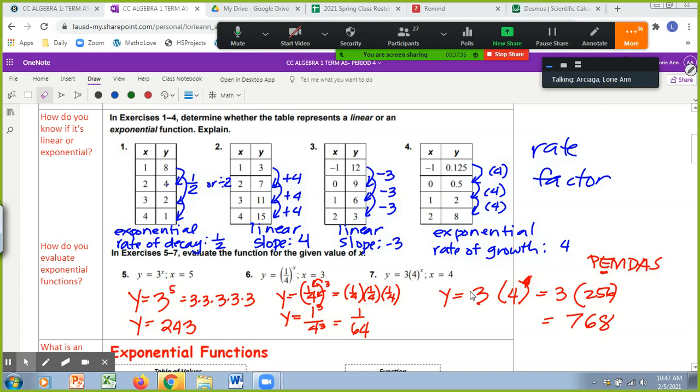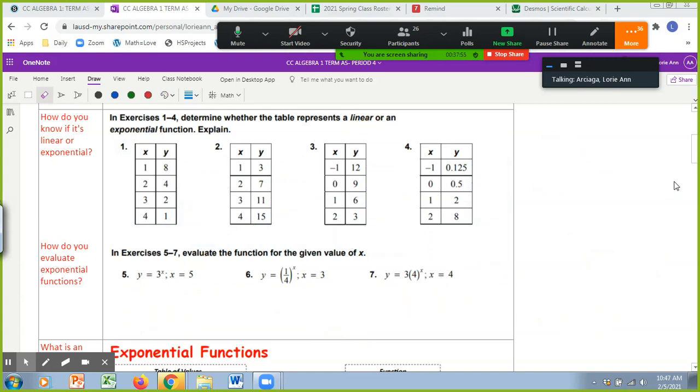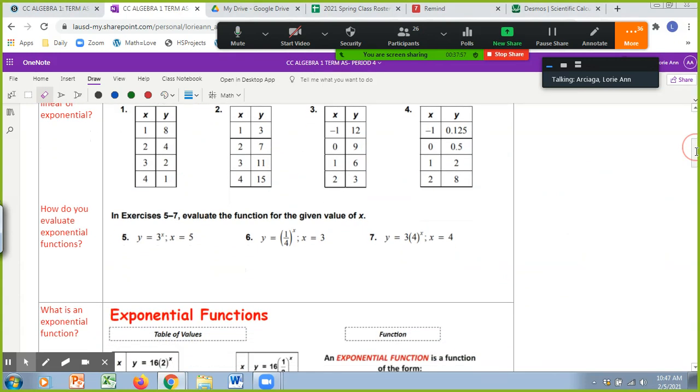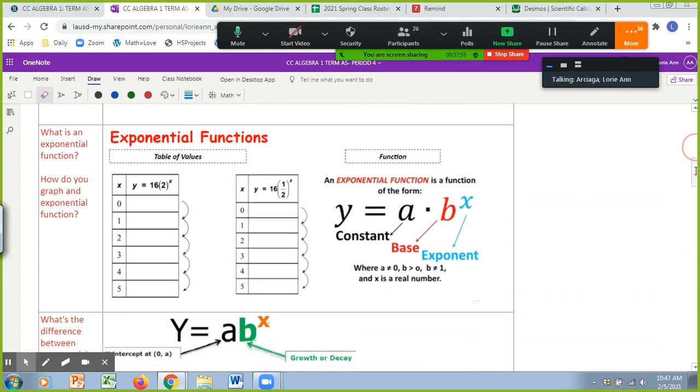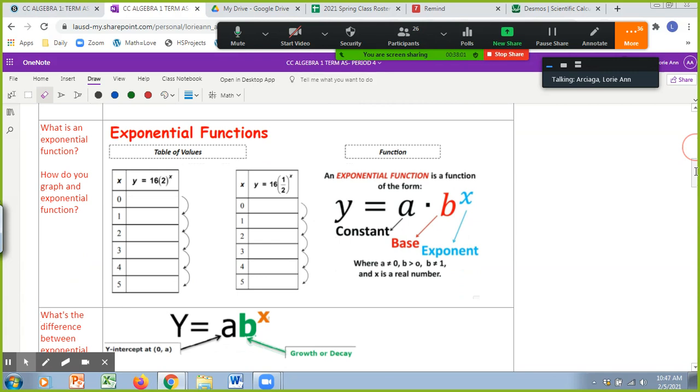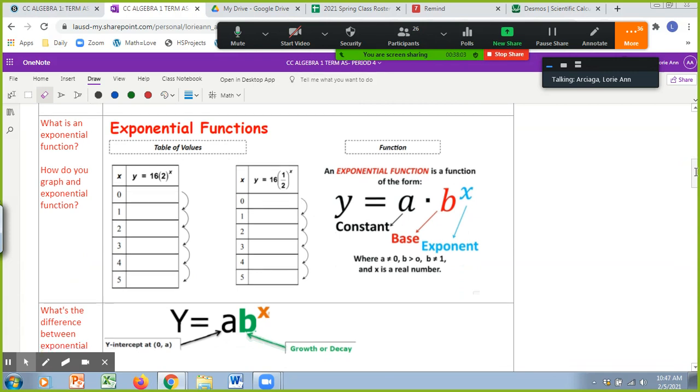So far, what have we learned so far? We've learned how to identify whether a function or a table is exponential or linear. We have also learned how to evaluate, meaning find the value when x is equal to a certain number. We also graphed the parent function. So what we're going to do next is look at some more graphing, but this time it's not just the parent function, but any graph in general.